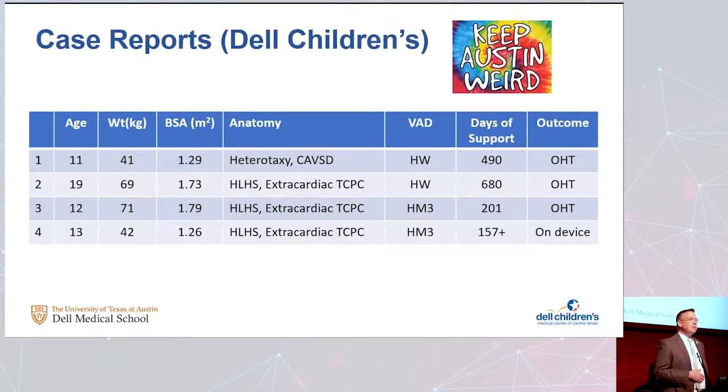For the last two years, we've done four patients, all of them single ventricle, with continuous flow devices. We had an 11-year-old with heterotaxy and unbalanced AV canal. A 19-year-old with an extracardiac Fontan with a HeartWare, and a 12-year-old with an extracardiac Fontan with a HeartMate 3. And we currently still have a 13-year-old with extracardiac Fontan awaiting transplant. All the previous patients have been transplanted successfully.